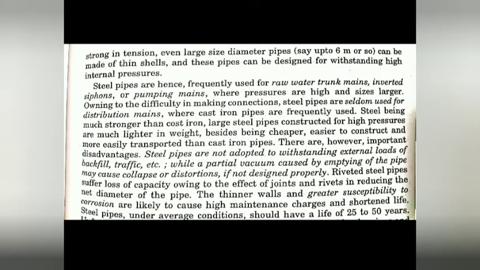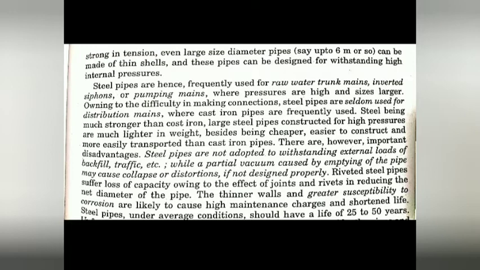So steel pipes are strong in tension. We know compression and tension are the two stresses our civil structures have to withstand. When we compare tension, these pipes are good at carrying the tension stress. Even large diameter pipes of around 6 meters or so can be made with thin shells, and these pipes can be designed for withstanding high internal pressures. Since they are of the desired thickness, they can be customized to withstand some of the internal pressures also. Compared to the CI pipes, these are quite advantageous.